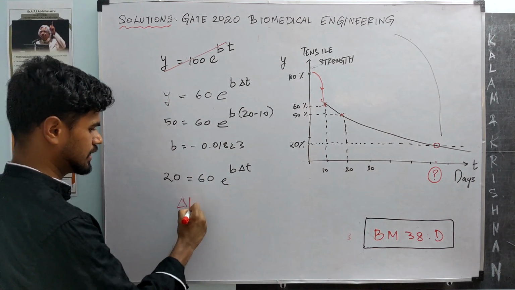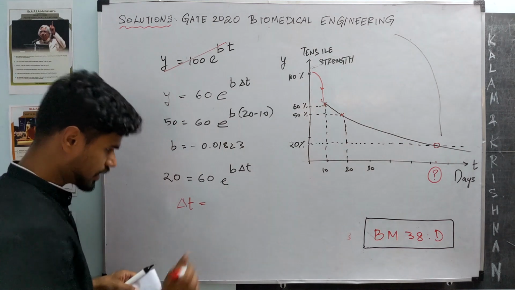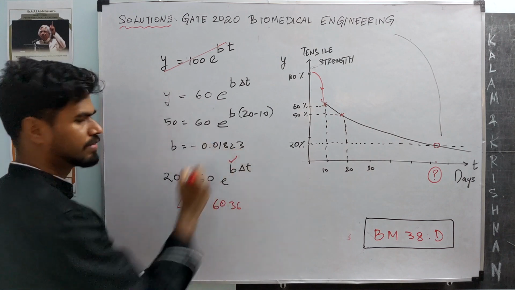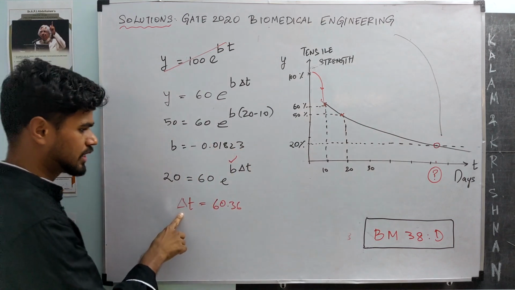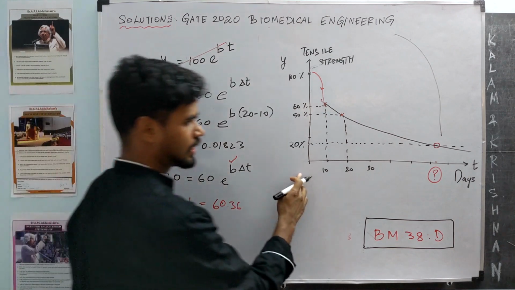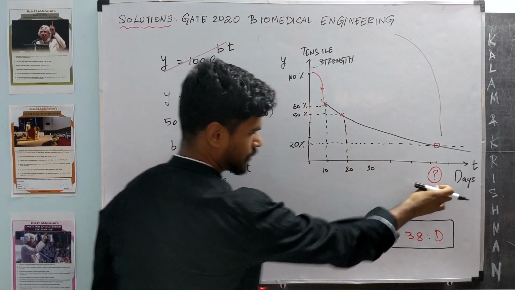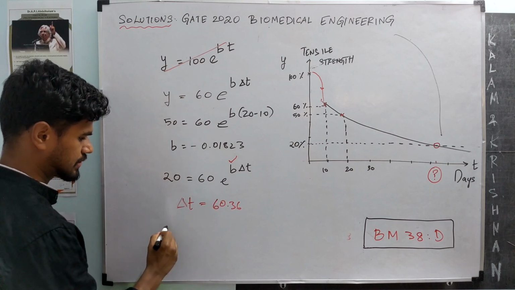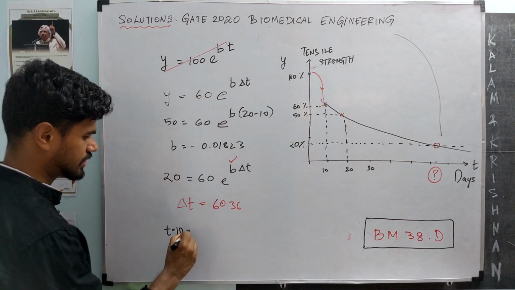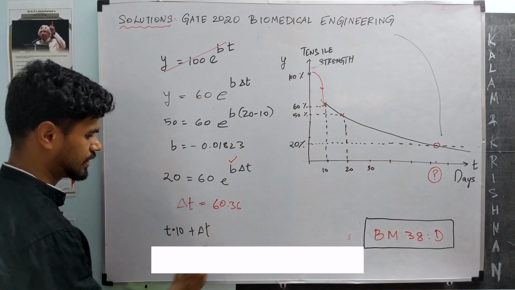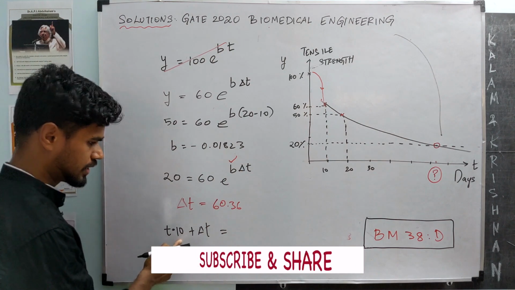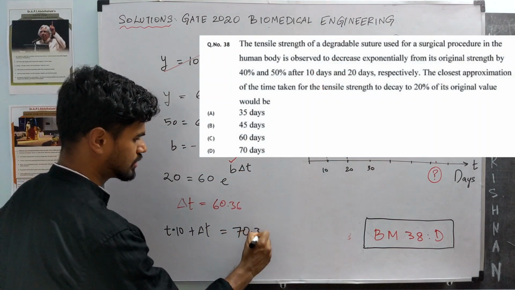Again, take ln on both sides and find the value of delta t. We get delta t to be 60.36. Note that at this point we know what b value is. Okay, so delta t from the 10th day is 60.36. So when will the value actually decay to 20%? It's t, that's 10 initially, plus delta t, right? So the answer that we are looking for is equal to 10 plus delta t, which is 70.36.